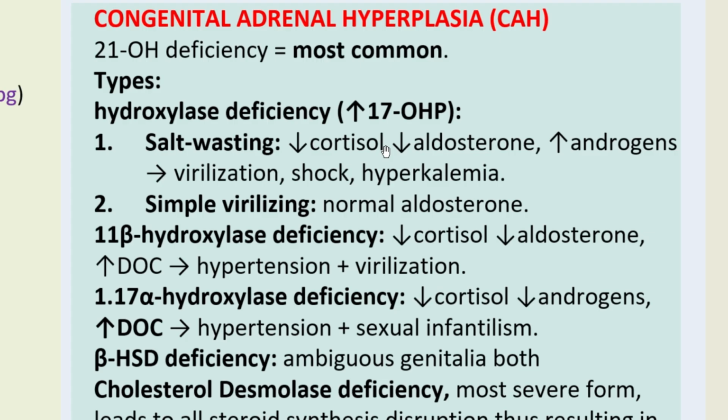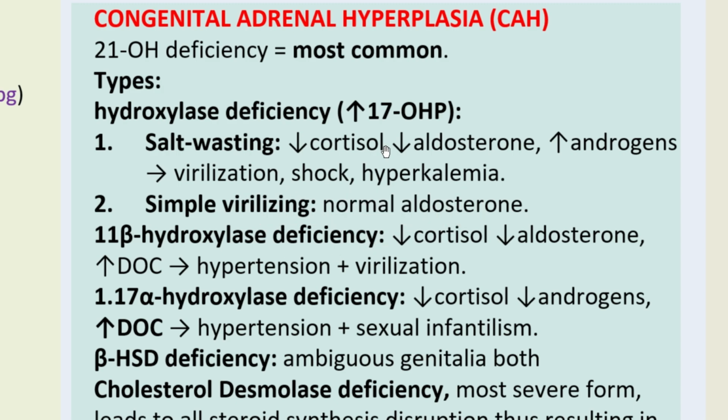So what happens in congenital adrenal hyperplasia is that we have a deficiency of a certain enzyme, and the most common enzyme is 21-hydroxylase deficiency. And this can be partial or complete. When it's complete, we are going to have the salt wasting type, and when it's partial, you're just going to have the simple virilizing type.